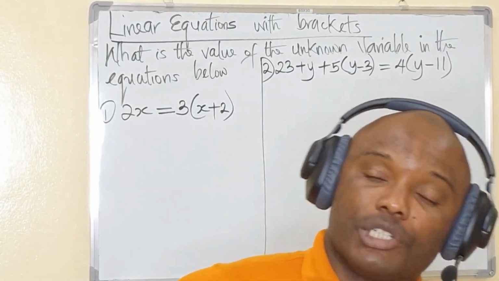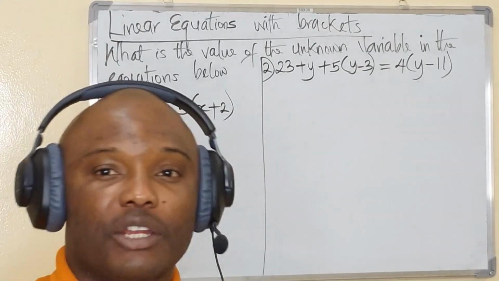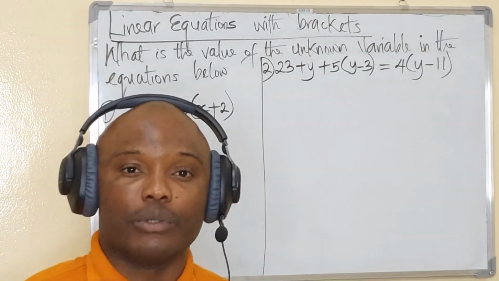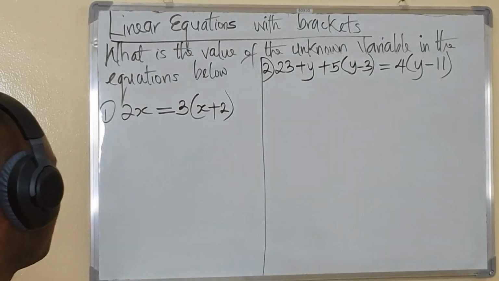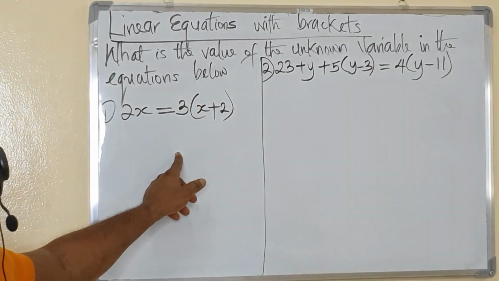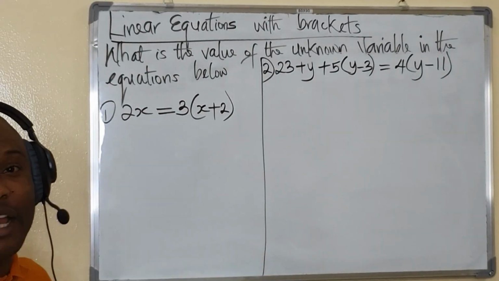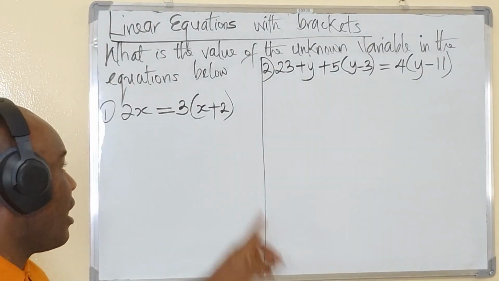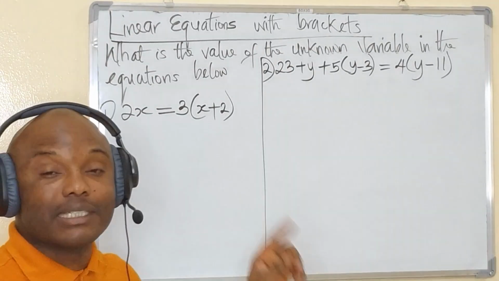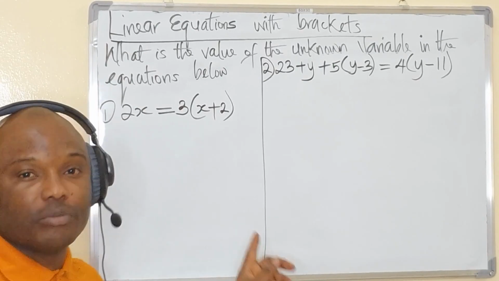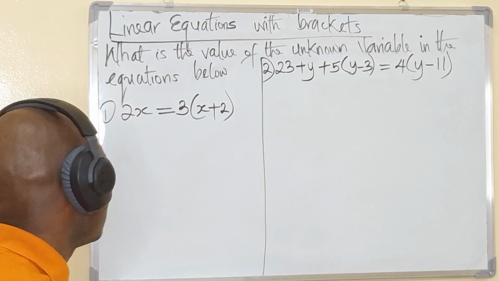When a linear equation involves brackets, it simply means that we need to go one step ahead of the methods that we already know on how to solve linear equations. Take a look at the examples we have on the board. The first one is 2x = 3(x + 2). This is a linear equation, but a bracket is involved. So our skill of opening up a bracket, which we discussed in our old video, is going to be brought into play here. Let's see how that works out.